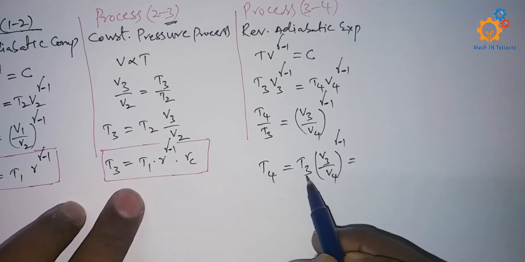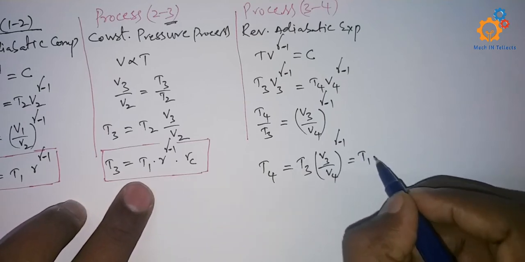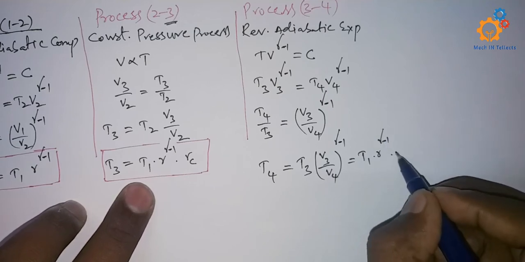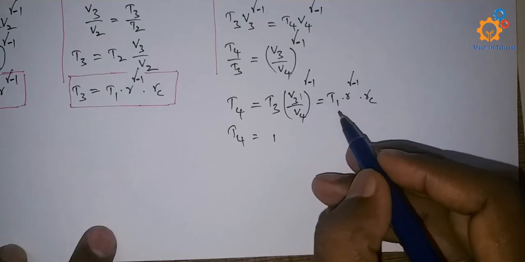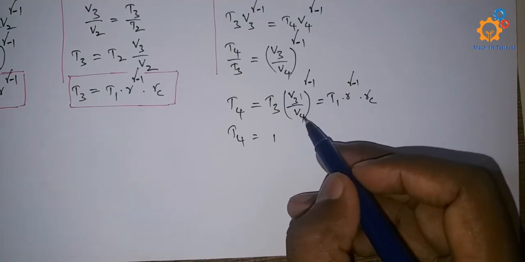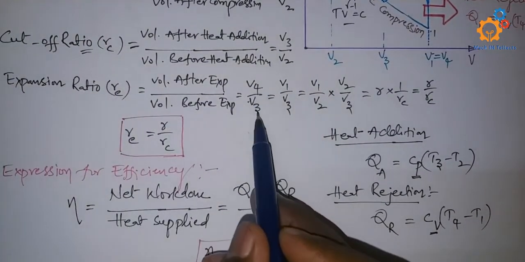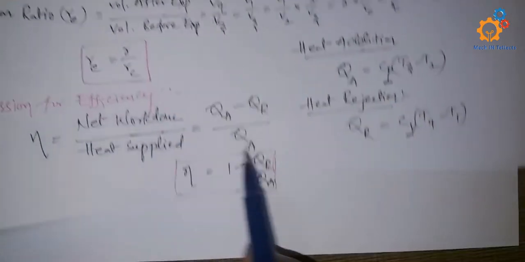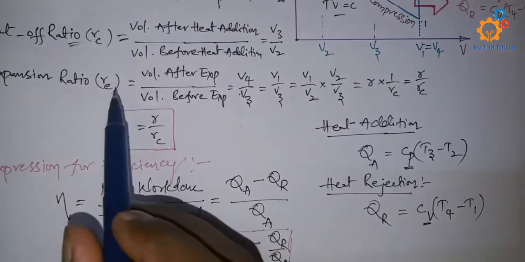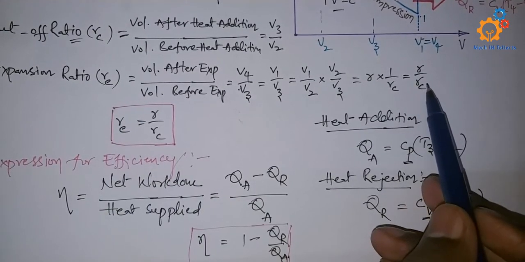And I can write T3 in terms of T1 into R power gamma minus 1 into RC. Here I can write V3 by V4 as reciprocal of expansion ratio. See, V4 by V3 is expansion ratio, but our equation has V3 by V4. So I will take reciprocal of expansion ratio. That means RC by R.